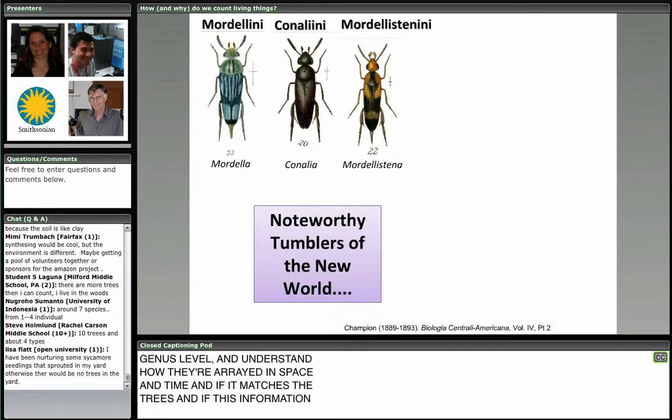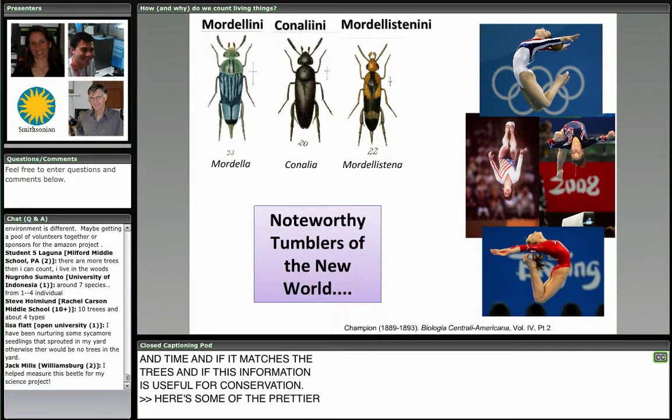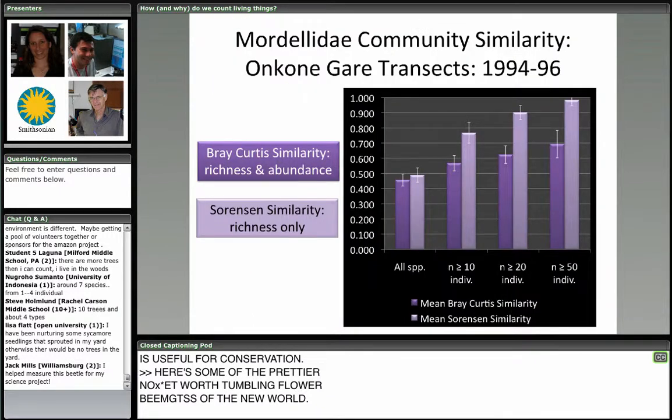So here's some of the prettier and noteworthy tumbling flower beetles of the New World, and I think they kind of look like some of our noteworthy gymnasts from the U.S. I'm a gymnastics fan, so I like to compare the two.